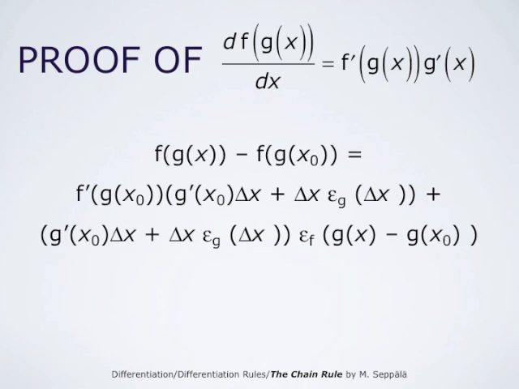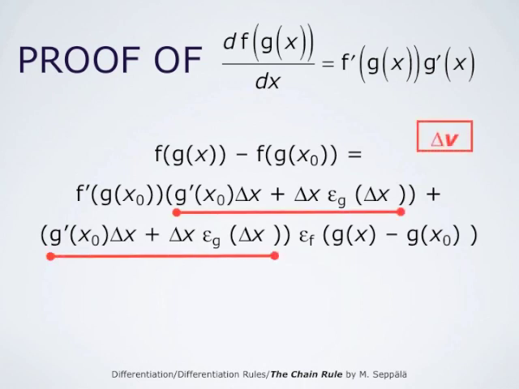This is now rather long and looks complicated, but here we have simply the term delta of v written as g prime at x0 delta of x plus delta of x epsilon g delta of x in the two places indicated by the red underlining. Delta of v also appears as an argument in the function epsilon f, but here we have left it just in the form g of x minus g of x0.